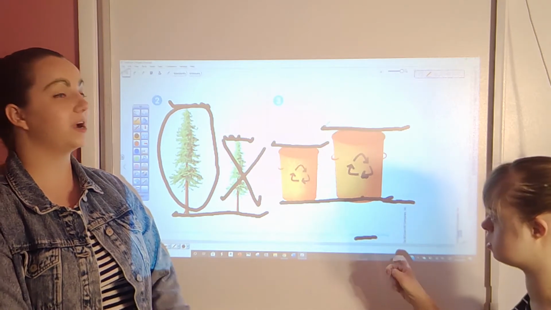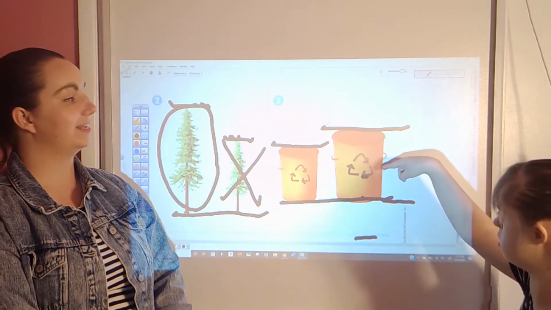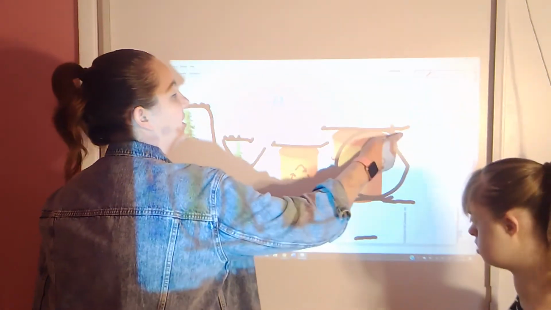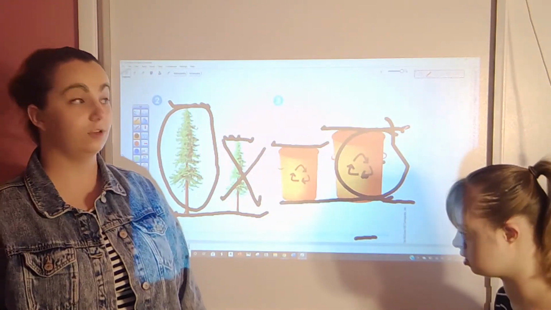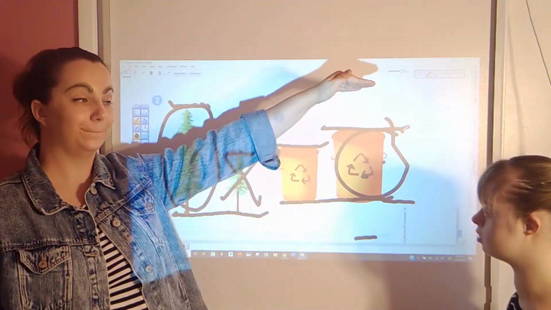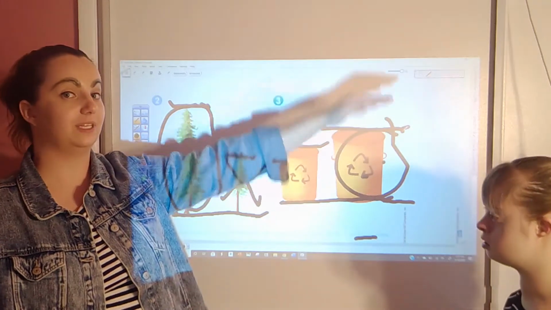Which bucket's taller? Yes, right there. So I'm going to go ahead and circle that bucket. It's taller. More measurement from bottom to top. More distance from bottom to top.